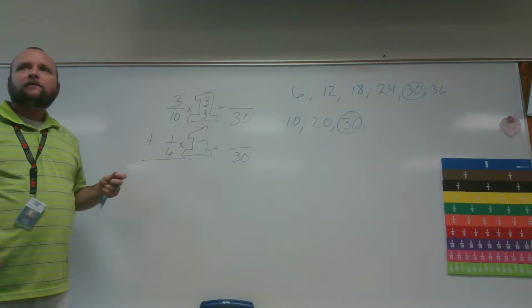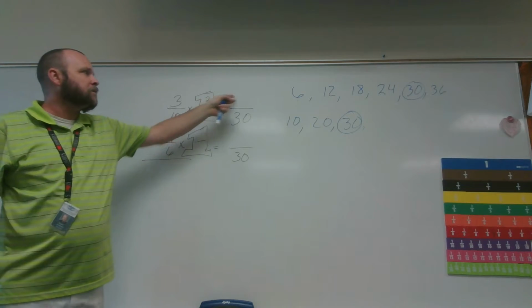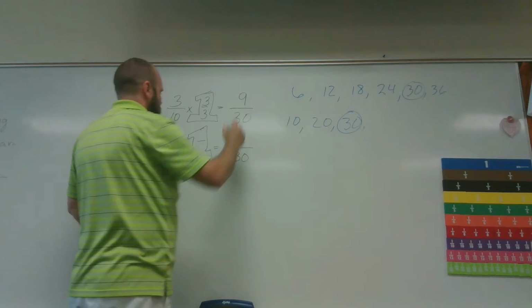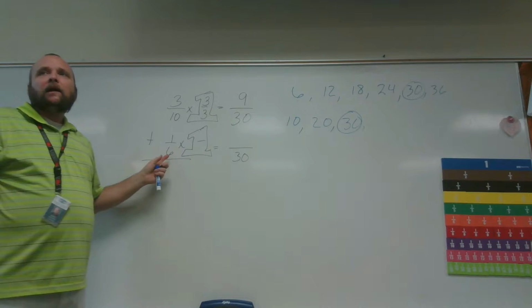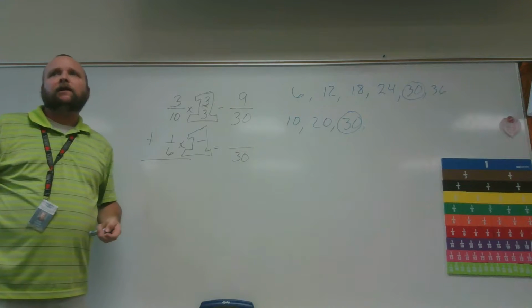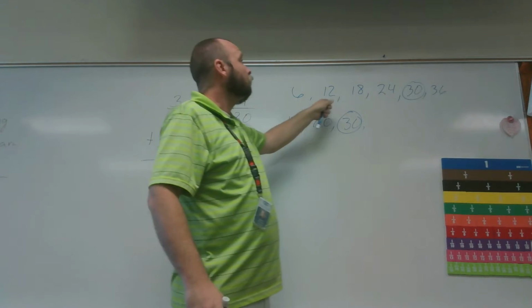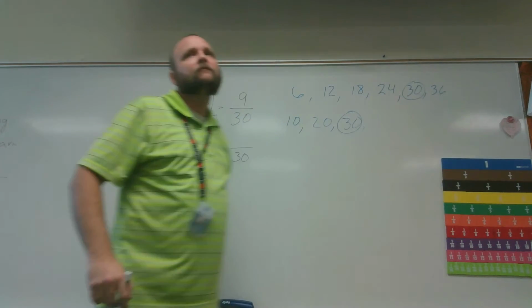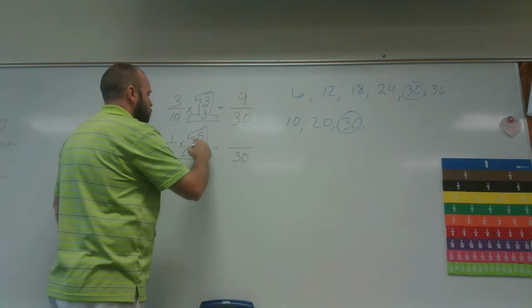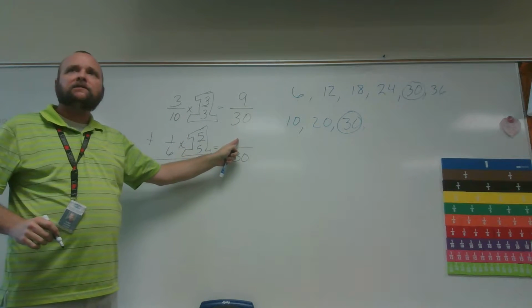So now this one here, Addie. 3 times 3 is what? 9. And that one, Addie, what do I multiply by 6 to give me 30? 5. Yeah. And 1 times 5 is 5.